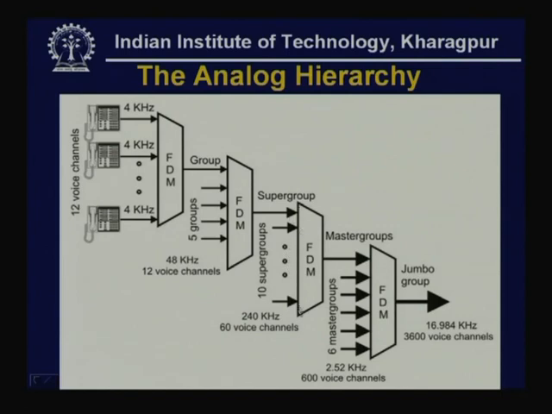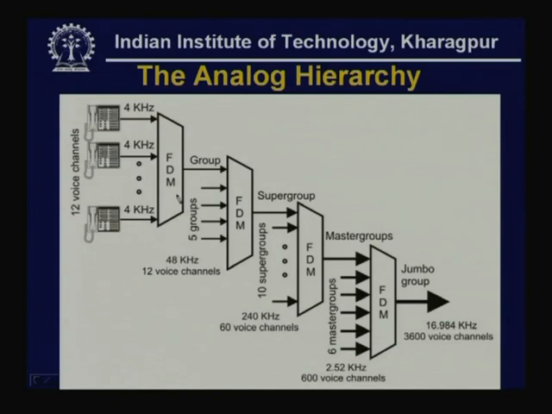Then these super groups can be combined to form master groups, and as you can see, each master group line can carry 600 voice channels having bandwidth 2.52 kilohertz, and again 6 master groups can be combined to form a jumbo group, and this jumbo group has a bandwidth of 16.984 kilohertz, which can carry as many as 3600 voice channels.